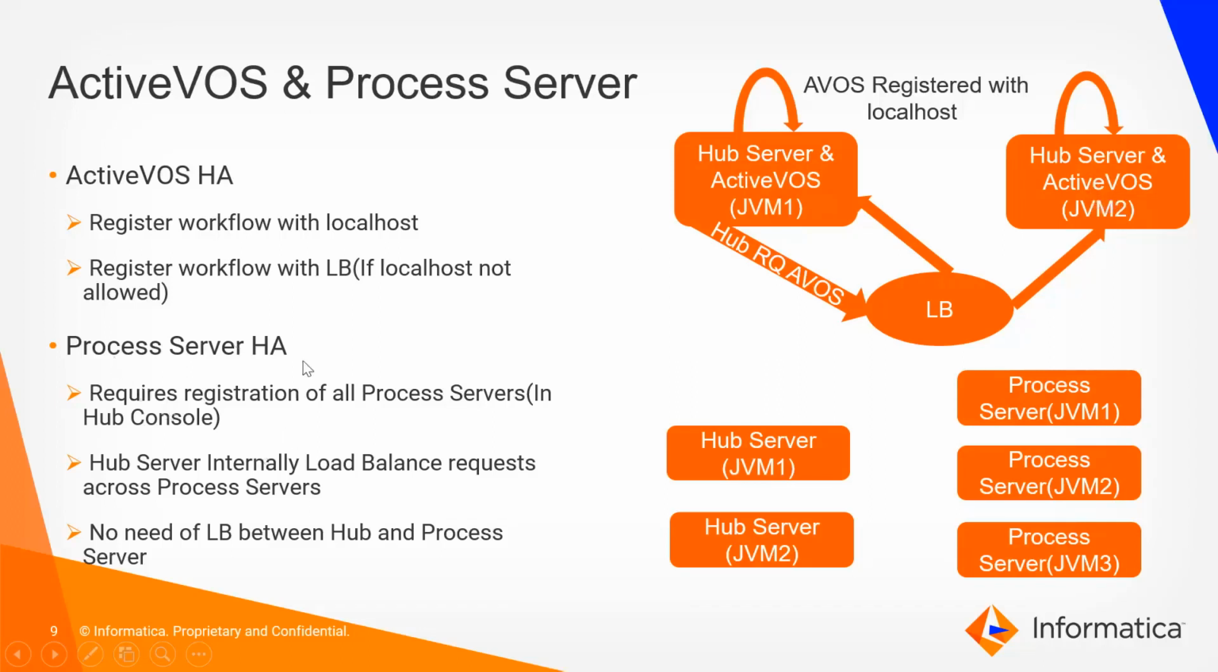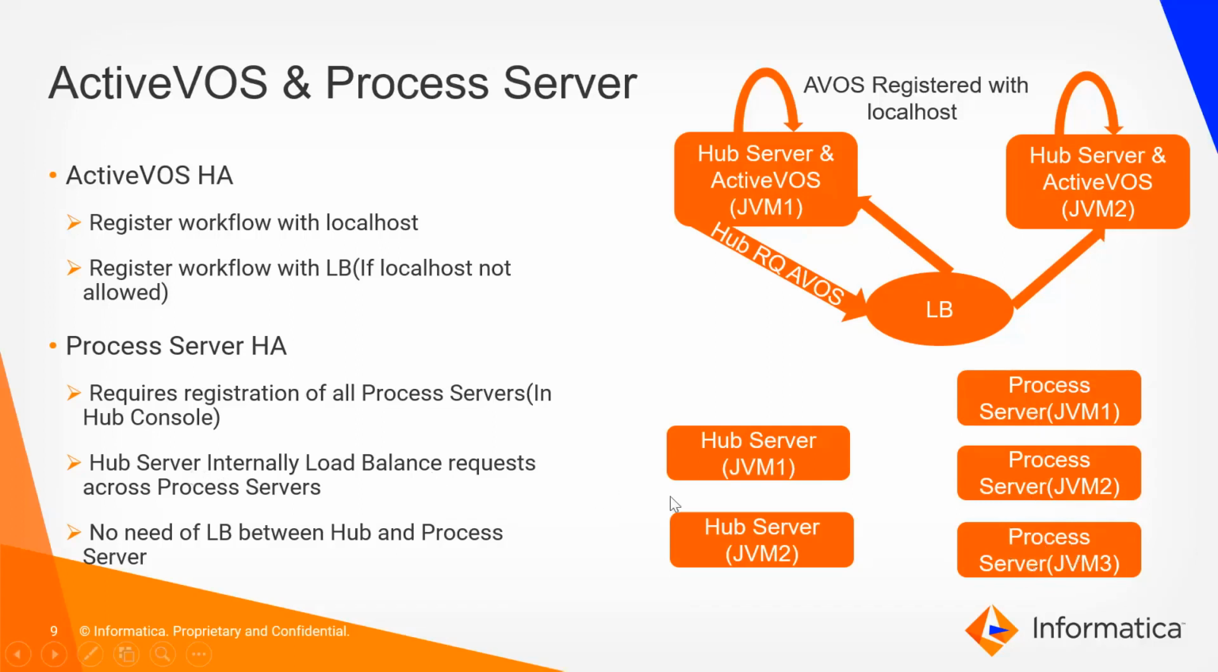Now we have the process server. Let's suppose we have multiple hub servers installed across the JVMs, and also this process server, either installed on the same JVM, or as a standalone on its own JVM. So first of all, for the process server to be highly available, we need to register all the process servers in the hub console. Obviously more than one is needed, so that if one of the process servers goes down, the hub server has access to the other process servers to execute the jobs.